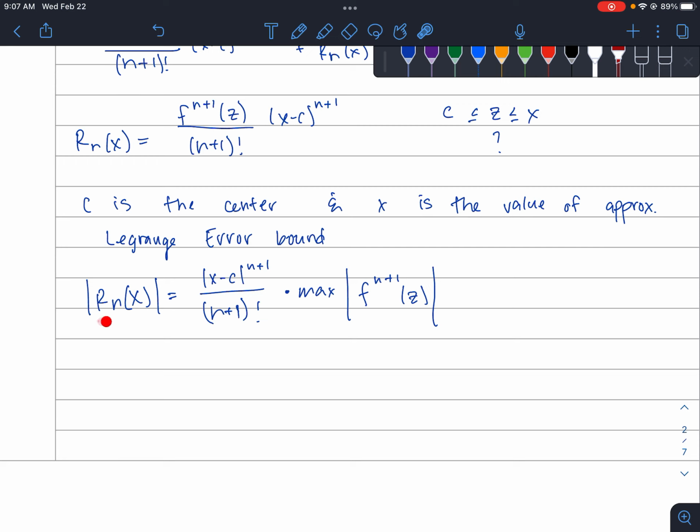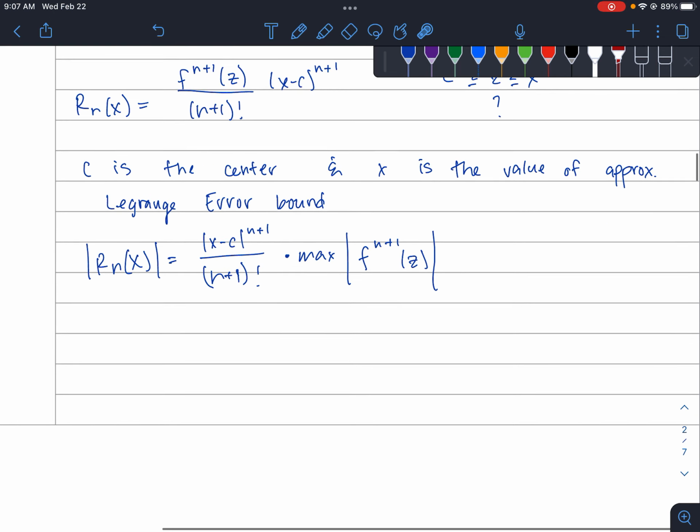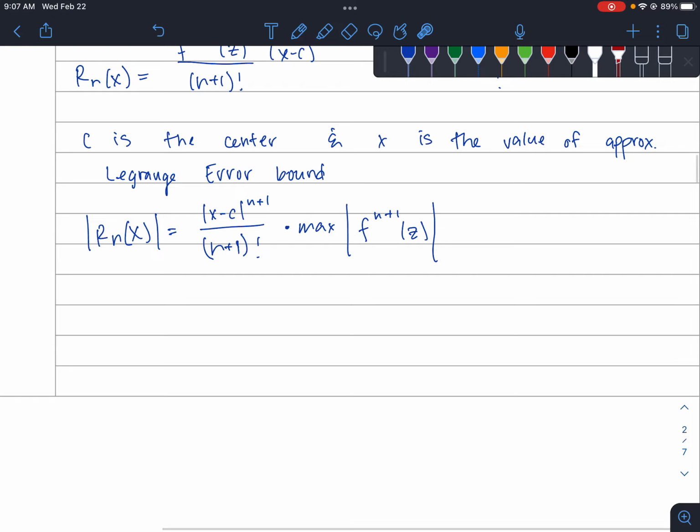So it's kind of like the alternating series, where instead of finding the exact value of the error, we're just going to create an upper bound of what the error can be. So it's a very, very abstract idea. Probably one of the most abstract ideas that we've covered, mainly because of this z. It gives us such a hard time because we want to know what it is, but we just don't have a means of finding it.